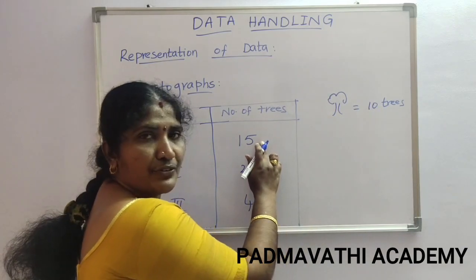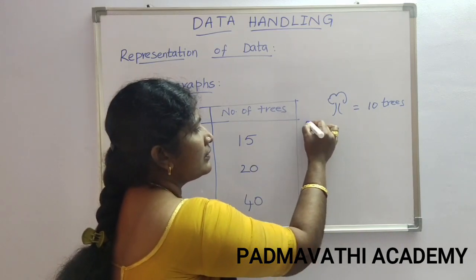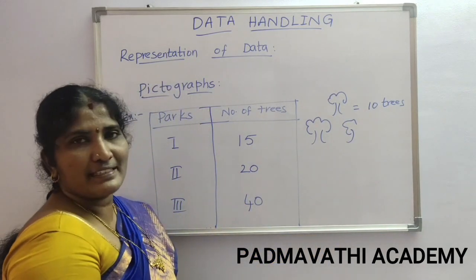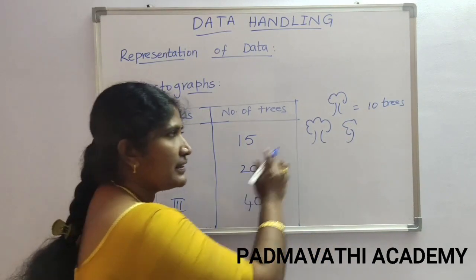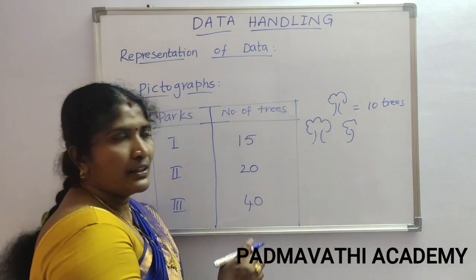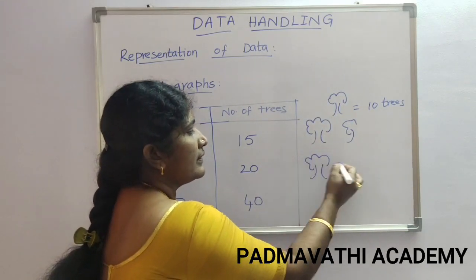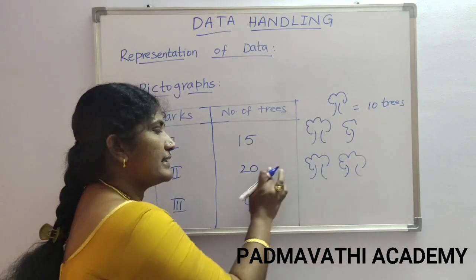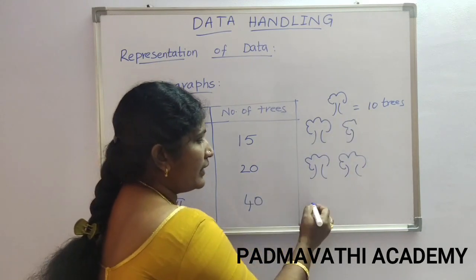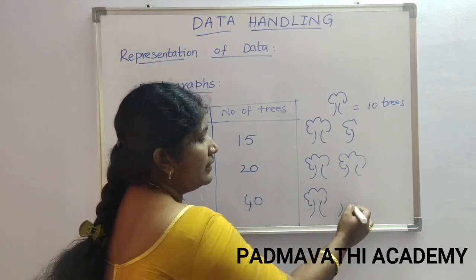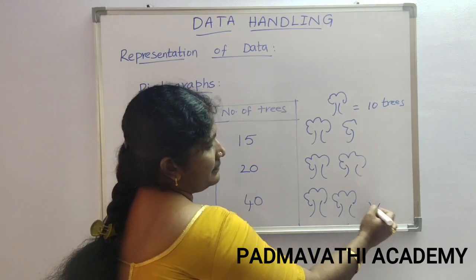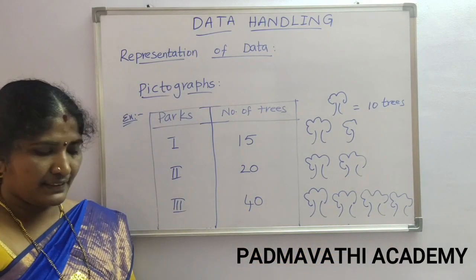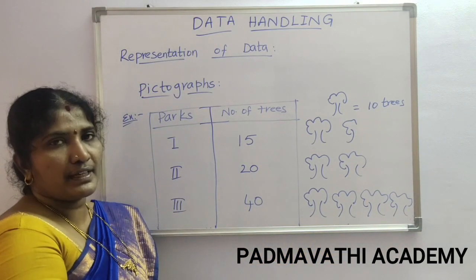Now how can you represent 15 trees? First of all, one tree is 10 and 5 is half of a tree. This is 15. Next 20. To represent 20, how many trees do I want to draw? 2 trees, because one is 10. These 2 indicate 20 trees. Next 40. 40 means you want to draw 4 trees. This indicates 40 trees. This is about pictographs.